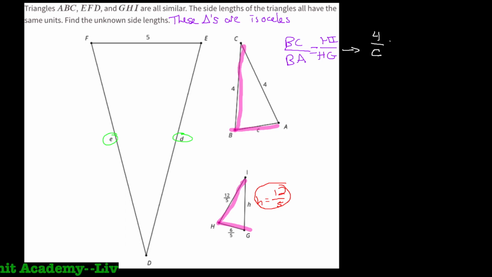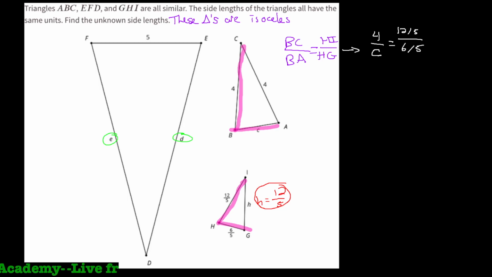And I can say this is equal to, I know these two side lengths, so I have 12 over 5, and I have 6 over 5. Even if I'm working with fractions, that's okay. If you want to change into decimals, you certainly can. So let me see, 12 divided by 5.